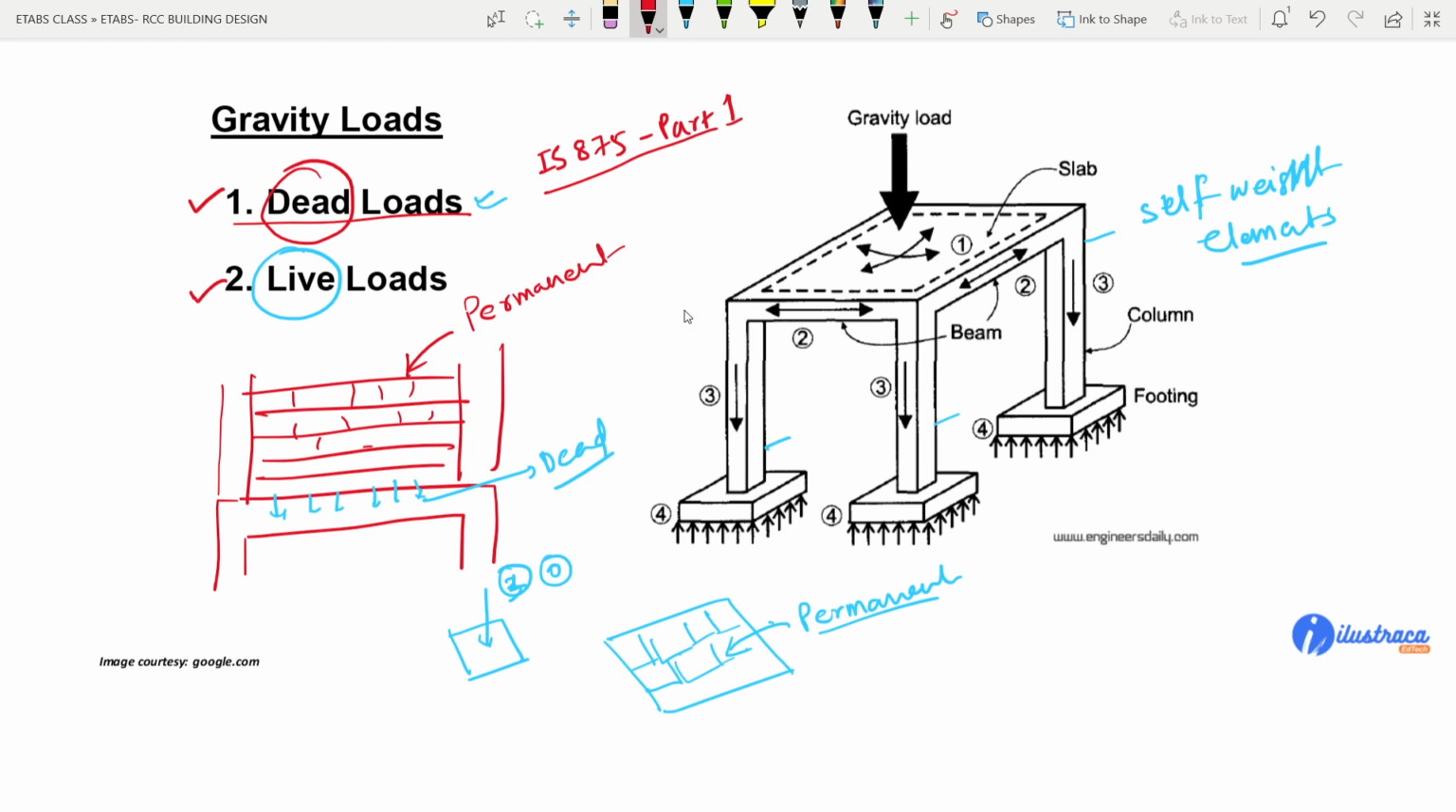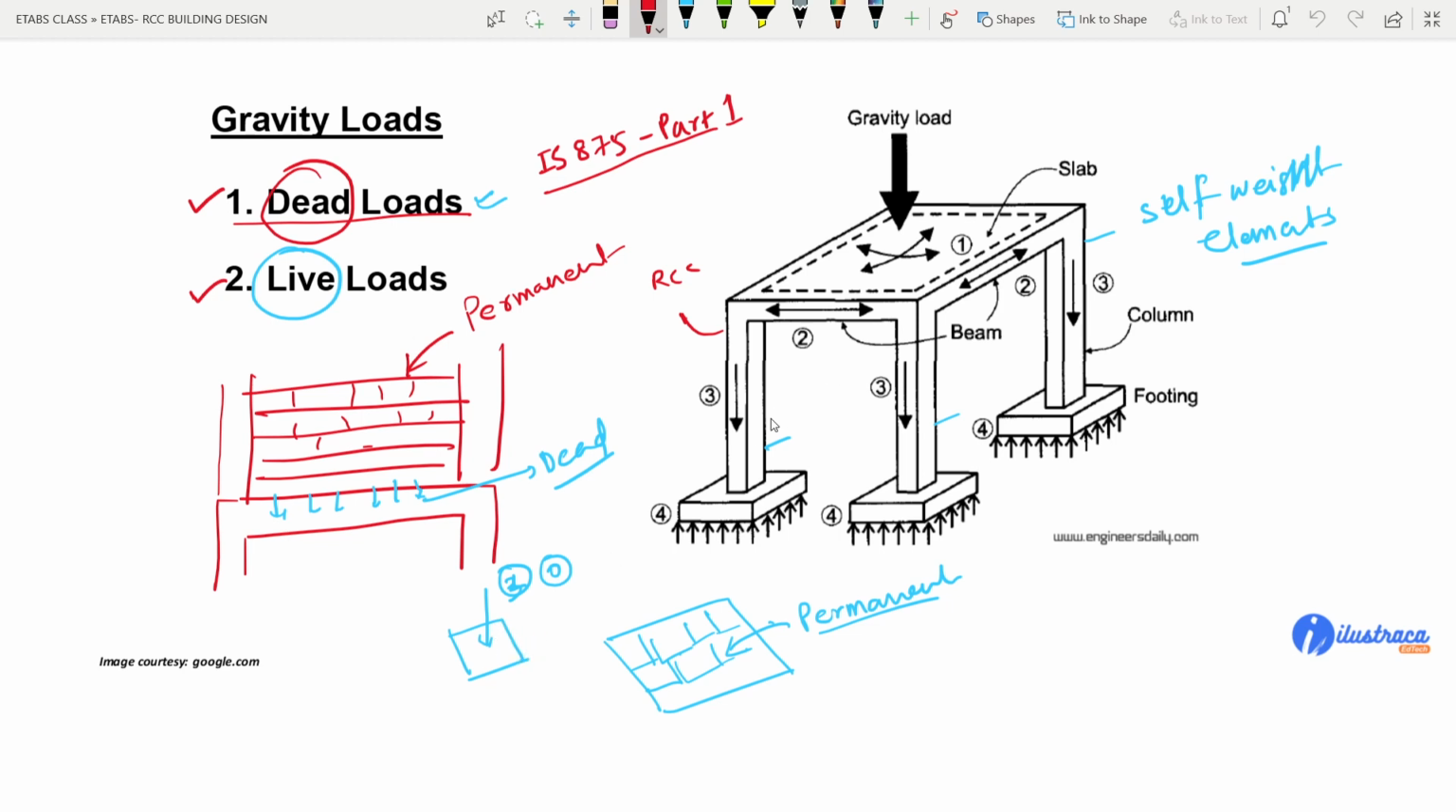Even the unit weight of RCC is also given. And if you get the unit weight, depending on the volume of this particular RCC element, you can find out the weight of this particular element, right? So to find out the dead load, we have this IS 875, which is giving us the unit weight of the material. And for the live loads, it is not possible to provide any unit weight of a human being, right? Or of any moving load on the building.